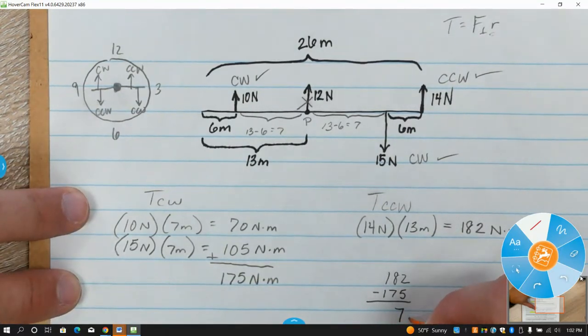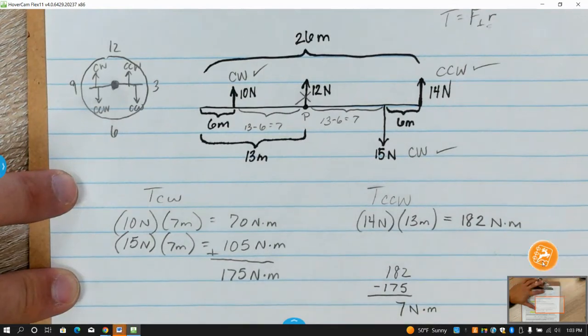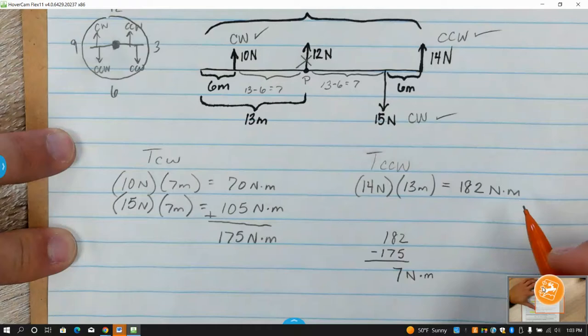7. Oh, actually 7? 7 Newton meters. And in what direction? Right. Counterclockwise. Thank you.